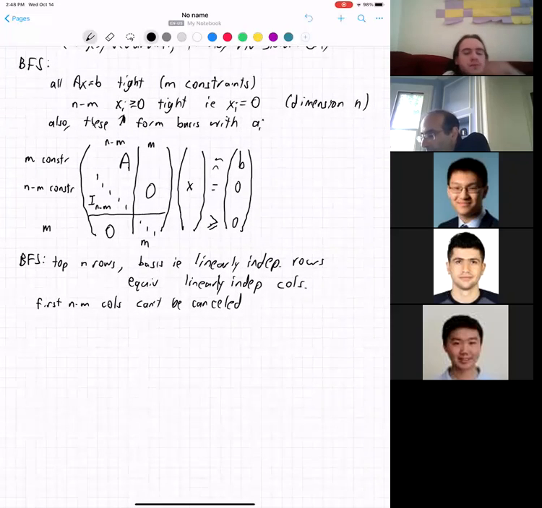So I don't have to worry about those, right? Those are certainly linearly independent columns. I only have to worry about the last m columns. So there's only a problem there.